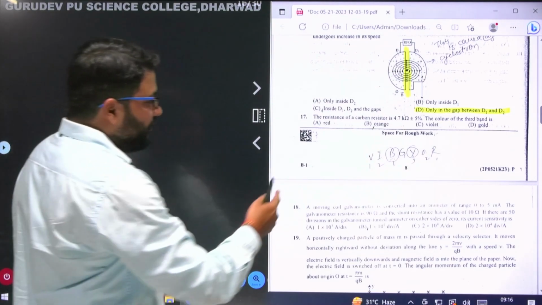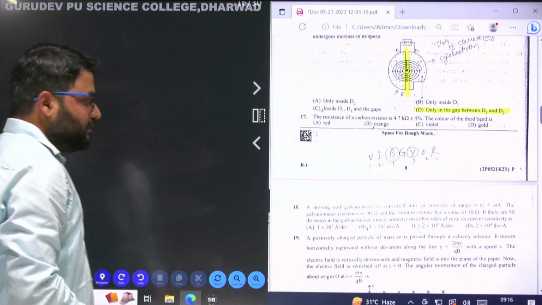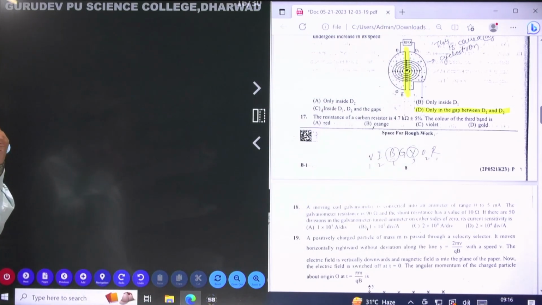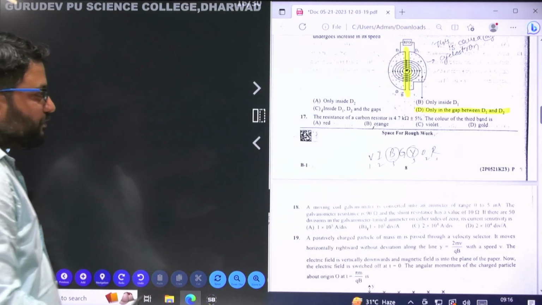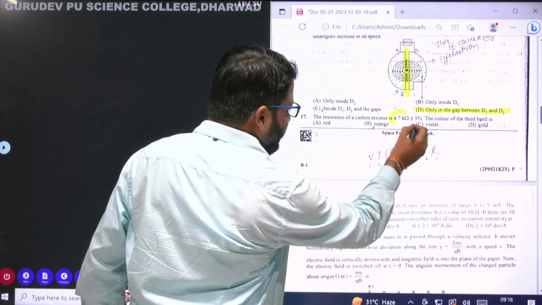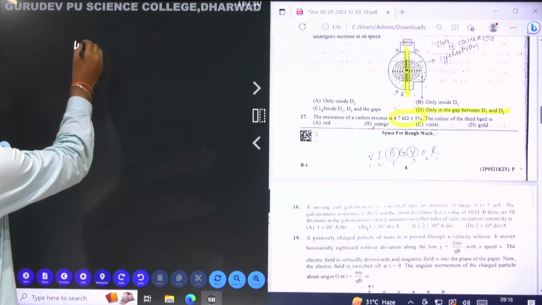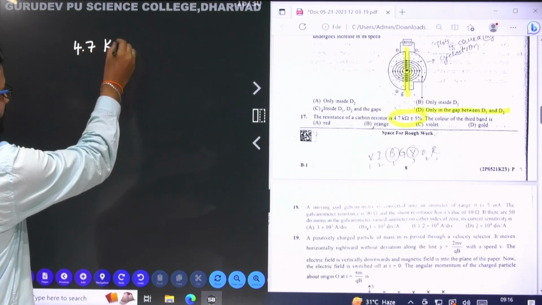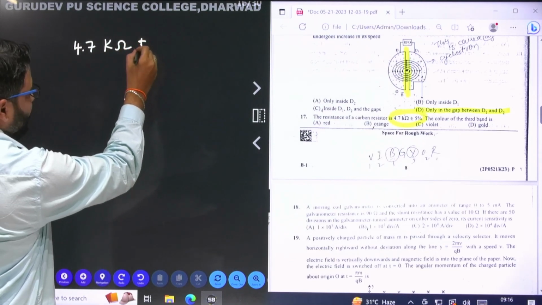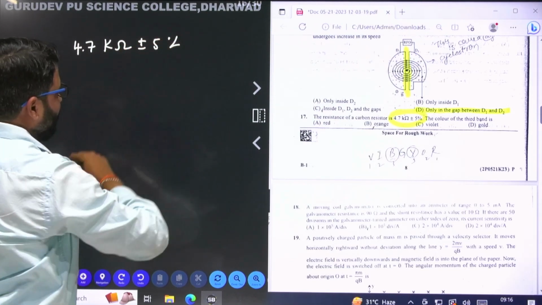Now once again, on current electricity, we have one more question. The question is on the resistance of a carbon resistor, so that is color coding once again. In this one you need to figure out how to simplify it and get the answer. Let me write it down properly: 4.7 kilo ohms plus or minus 5%. I'll teach you how to decode this.